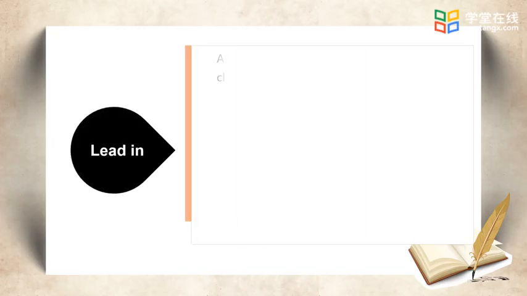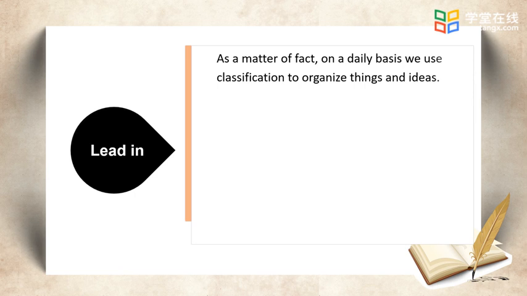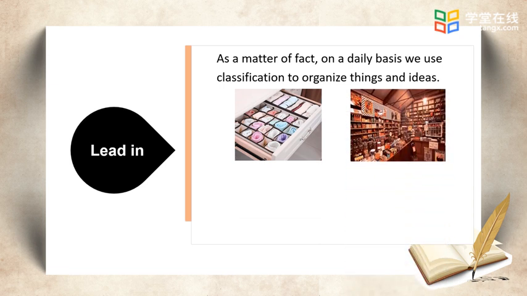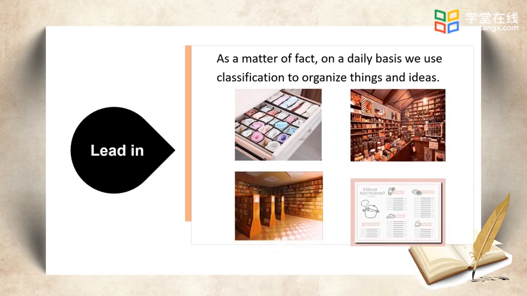As a matter of fact, on a daily basis, we use classification to organize things and ideas. Your dress drawers are probably organized by categories, with socks and sweatshirts in different drawers. Grocery stores, libraries, and even restaurant menus arrange items in groups according to similar characteristics.